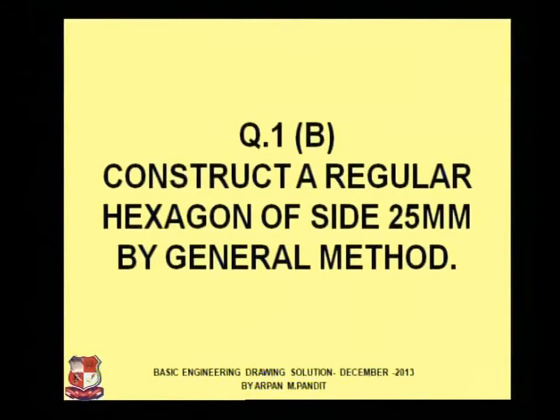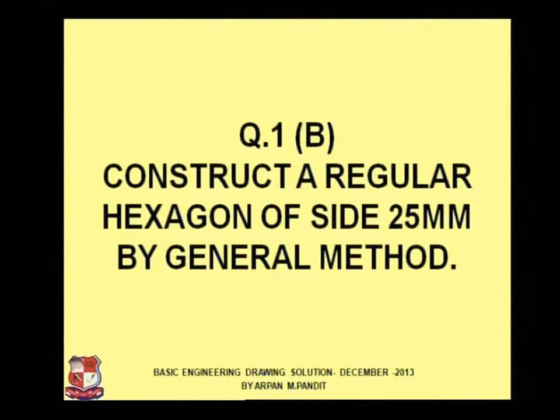Our next problem is we need to construct a hexagon of side 25 mm by the general method. Now this is the problem of drawing a polygon using the general method. We can draw the hexagon using various methods. We can either draw the hexagon by the universal circle method or by the general method. Both are in the same field.